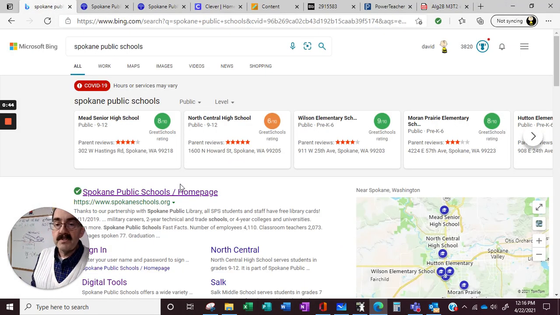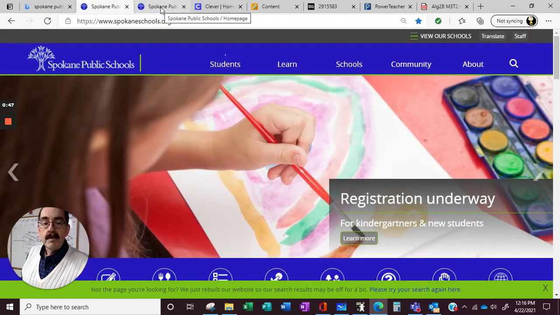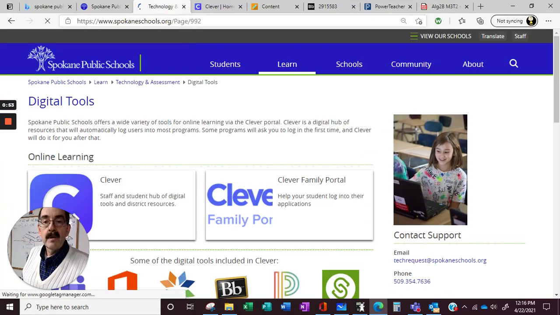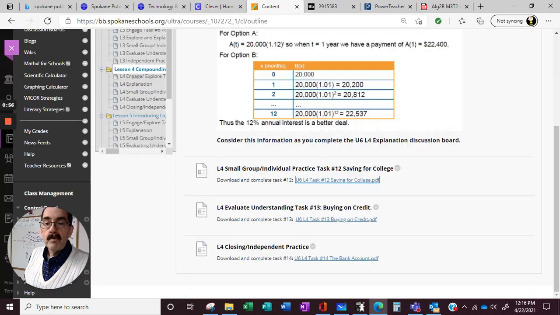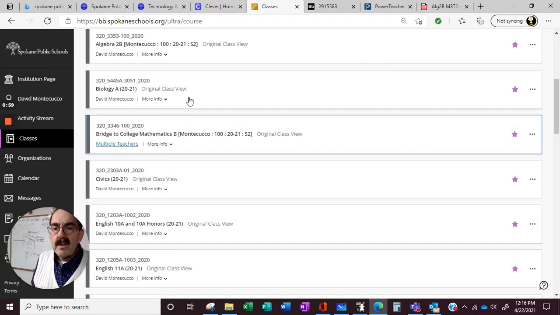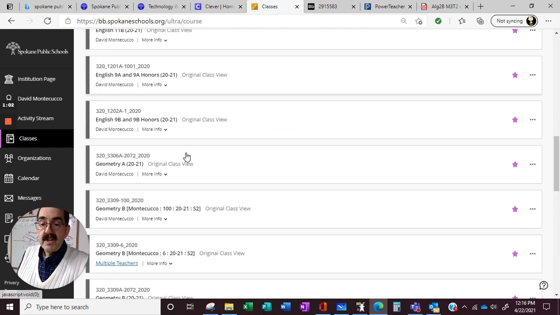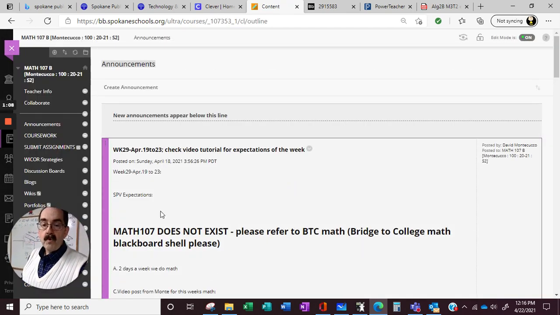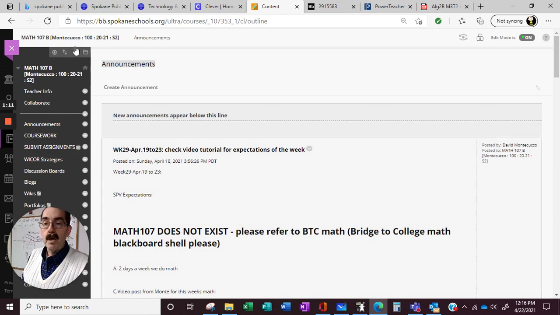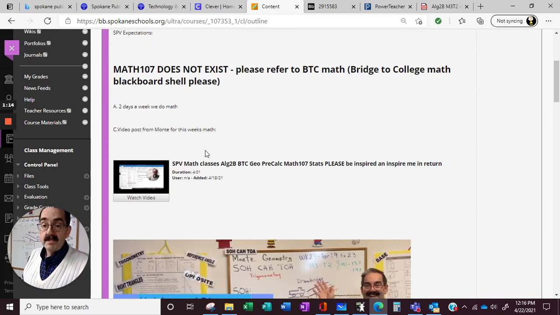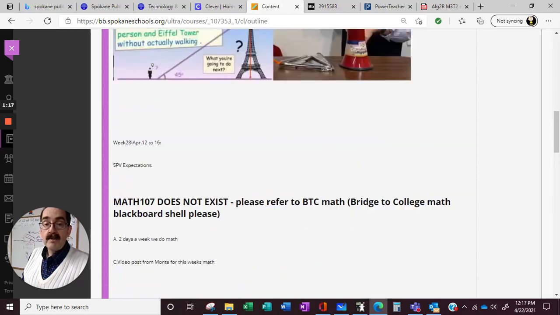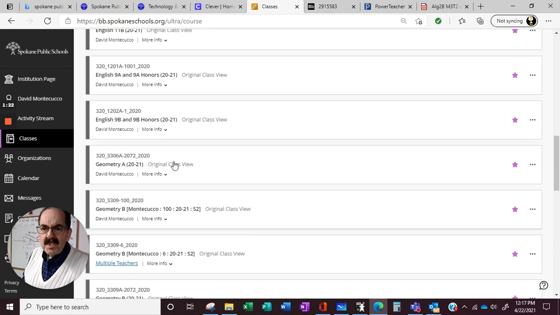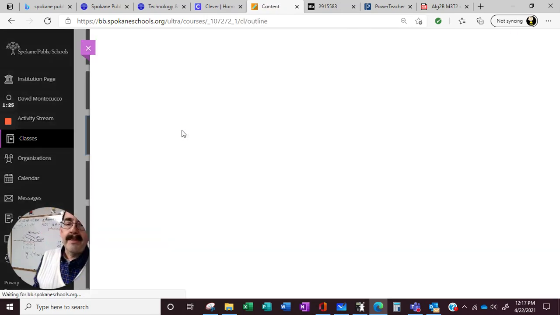So the first thing we need to do is find the internet, find Spokane Public Schools and our digital tools, and then we want to find Clever. Then we want to find Blackboard. Once we find Blackboard, we want to find our class. If you're a Math 107 student, right here, remember it tells you that none of the work exists here. You have to go to Bridge to College. At the same time, the video is posted. Each week on the announcement page, I post the old videos, so you can find them all there. Okay, so let's go to Bridge to College Math.